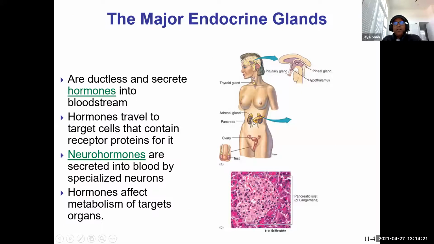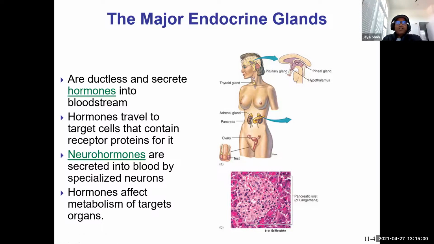These are the endocrine glands which produce insulin and glucagon. Then in male and female, the gonads, particularly the testis in male and ovary in female, are other endocrine glands. These are the major endocrine glands. They produce hormones and maintain homeostasis of our body. So endocrine glands are ductless and secrete hormones into your bloodstream. Then hormones travel to target cells that contain receptors for that particular hormone.